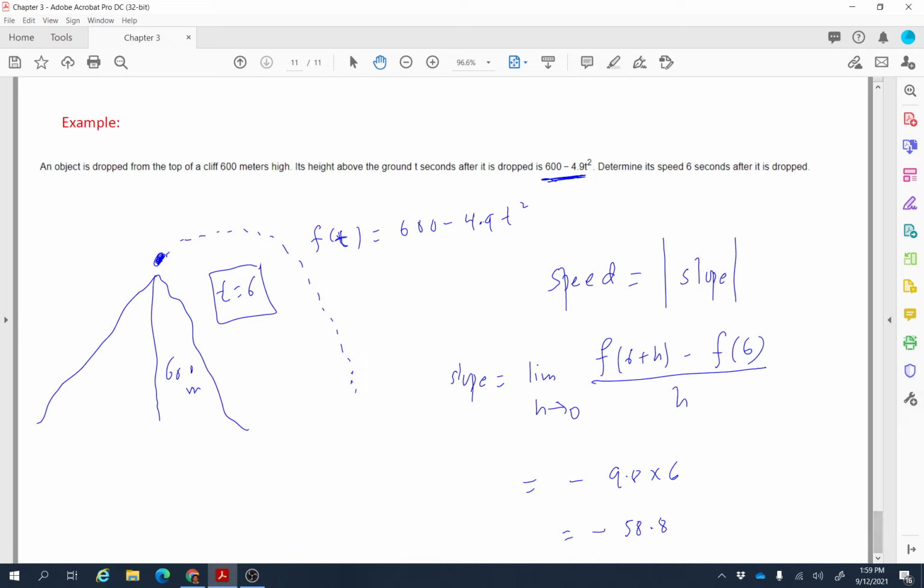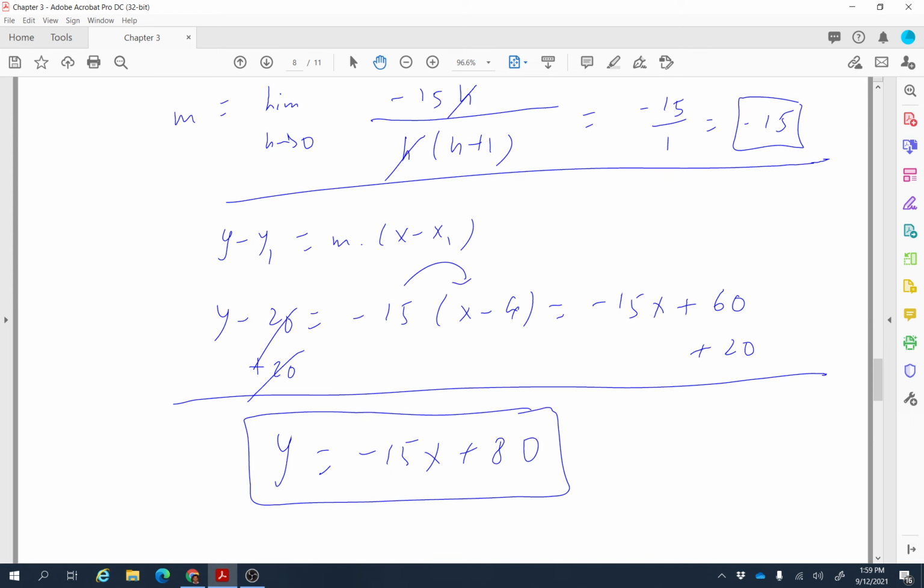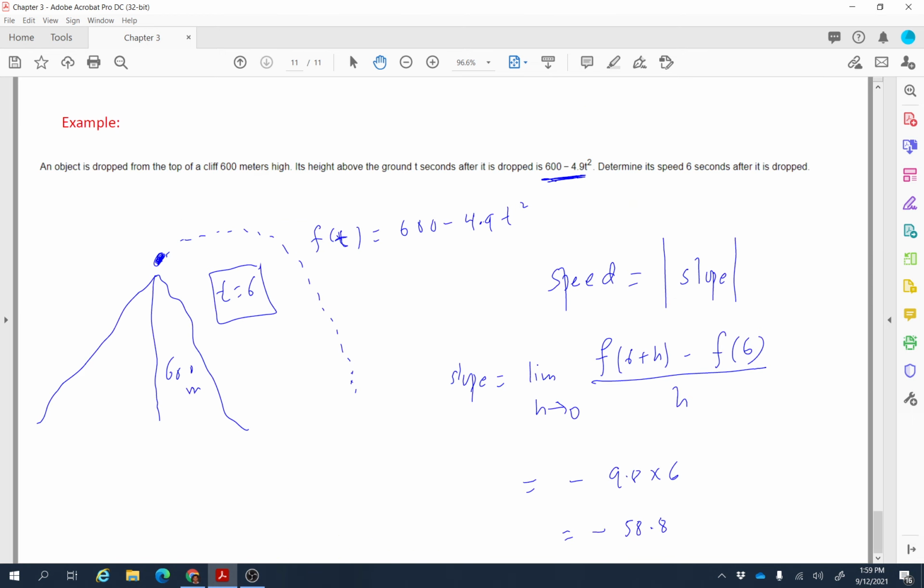But that's the slope. If you simplify this, this is what you are going to get. The simplification is exactly similar to the simplification I did before, so I'm going to skip it and just plug in the value. Eventually you're going to get this. This is the slope. The speed means the absolute value of this. So the final answer for the speed: if it's negative, make it positive. 58.8 meters per second. That's the speed.